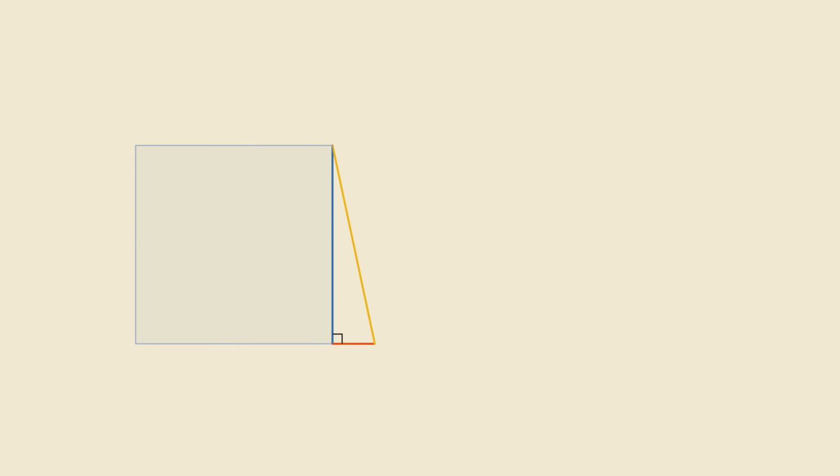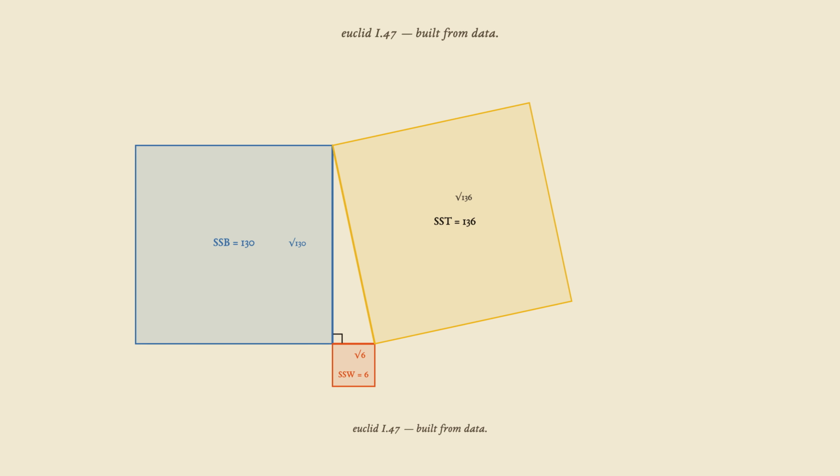Square root of 130, the blue leg. Square root of 6, the red leg. Right angle between them verified. Square root of 136, the yellow hypotenuse. 3 squares bloom on their sides. Euclid I, 47, built from your data.